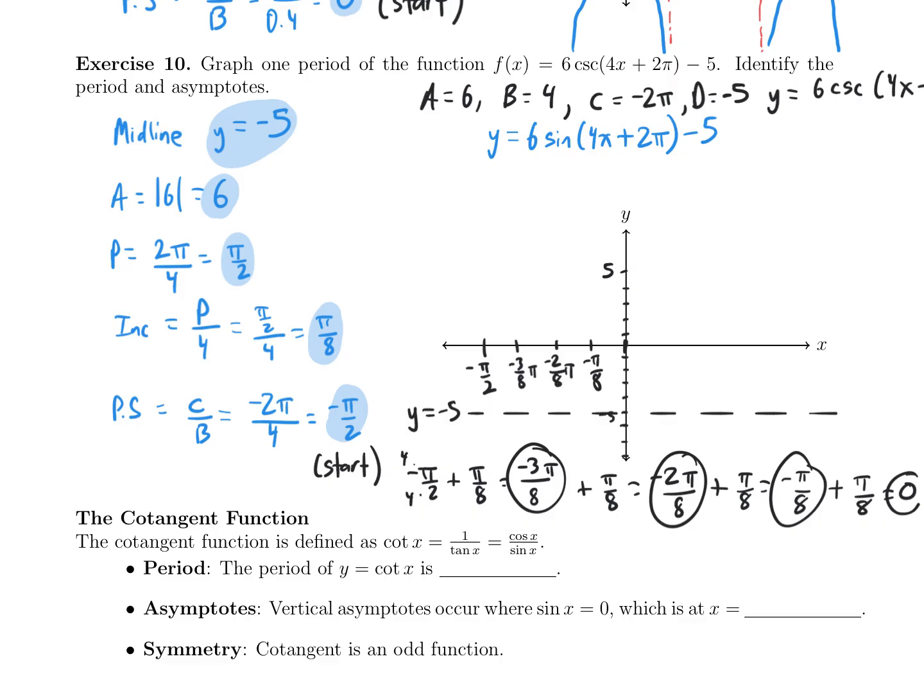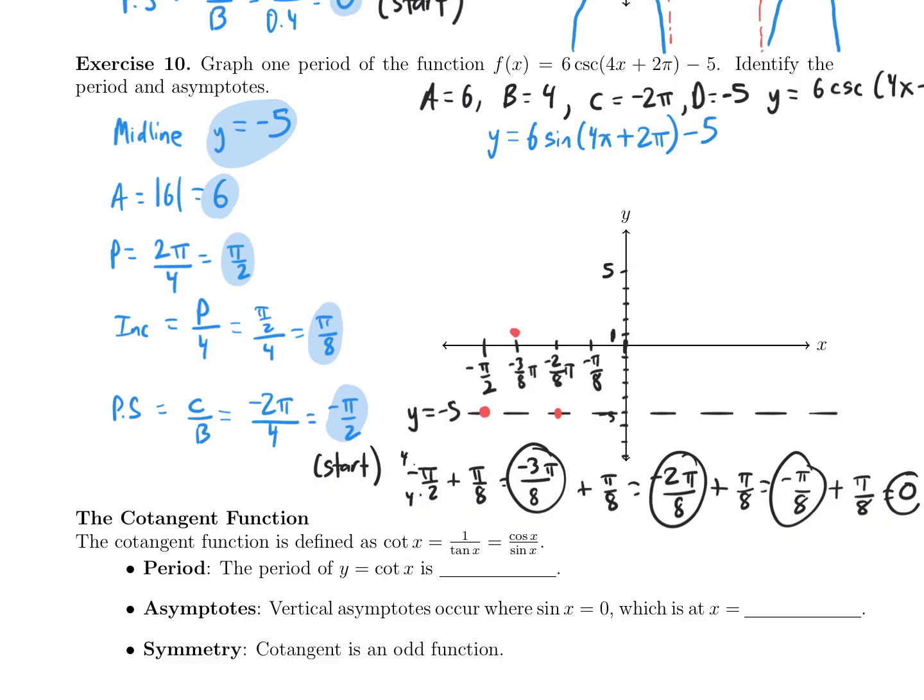Let's do that one more time. The 0 at the midline is right here for the first point at the phase shift. And then sine goes up first if A is positive. Notice that A is +6. So that means you're going to go up 6 units from the midline. Because we're at -5, if you go up 6, that'll take you to +1. So at this point, you would go up to +1. And then the next increment back to 0.